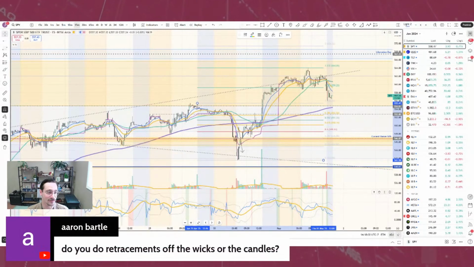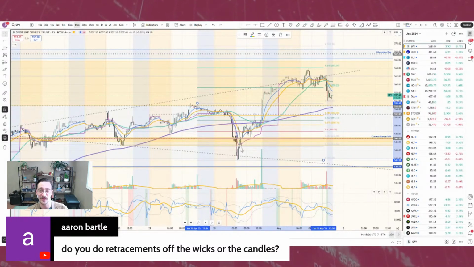So we got a question from Aaron. Do you do retracements off of the wicks or the candles? That's a great question. So this is how I would look at that. When you have the bodies of a candle, it represents big money, institutions, large traders, people who are using size. So they're the ones where the move really starts, right? And then I look at the wicks as kind of the retail noise.